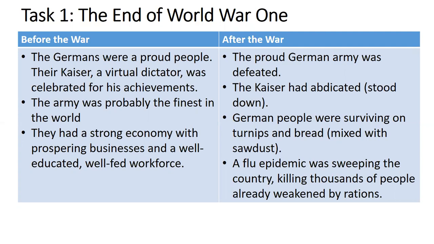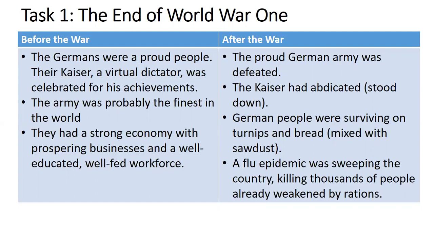So before the war, the Germans were a proud country. They were patriotic. They felt strong nationalism, which meant they were proud of their country. Their Kaiser was basically a dictator. Okay, so before the war, Germany had a dictator in charge, a military dictator.